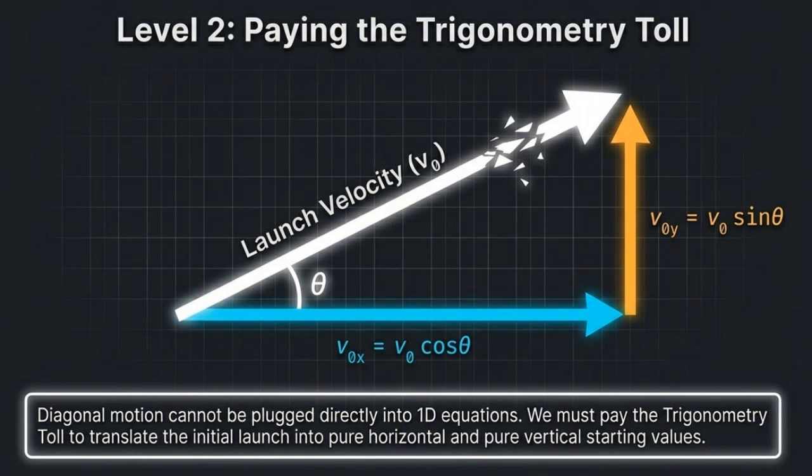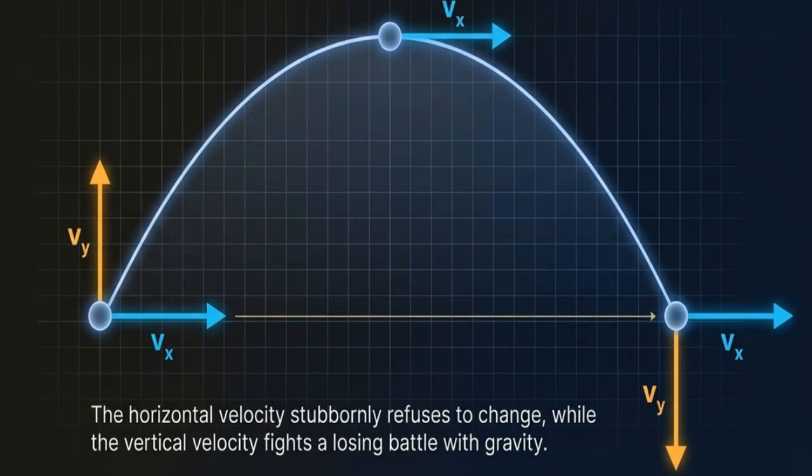This process is necessary to translate the initial diagonal motion into separate pure horizontal and vertical values that we can work with in our calculations. As we look at this trajectory, you can see how the horizontal velocity remains constant throughout the motion, unaffected by gravity. Meanwhile, the vertical velocity changes.